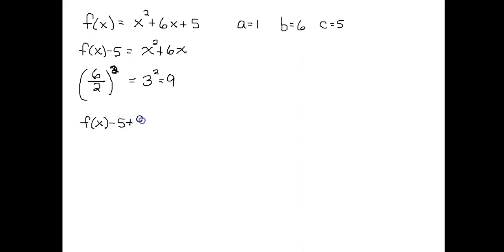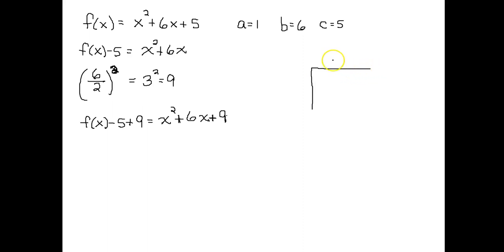You're allowed to add or subtract anything you want to an equation, which this is an equation, it has an equal sign, as long as you do the same thing on both sides to keep it balanced. So I'm adding 9 to both sides. The reason I'm doing this is because I'm trying to turn the right side into a perfect square trinomial. I'm completing the square here. The words completing the square literally come from trying to make a square complete.